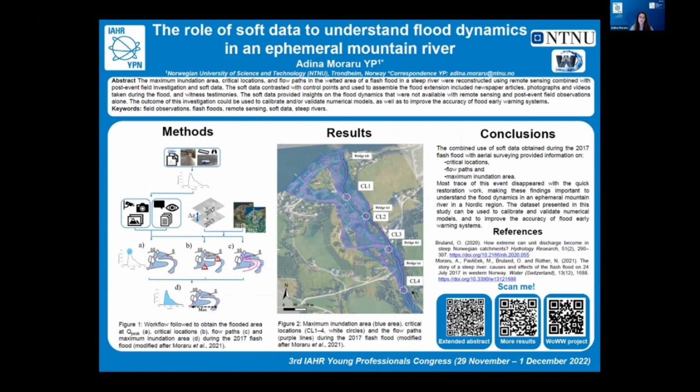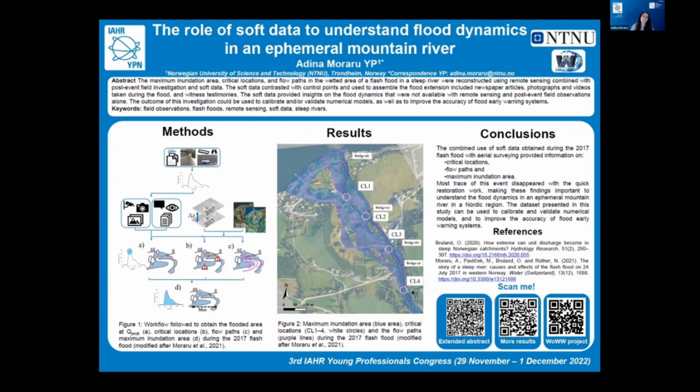The soft data combined with the differences of the elevation models and the orthophotographs before and after the flood helped identify the critical locations, see subfigure 1B, and the preferential flow paths, see subfigure 1C. The maximum wetted and dry areas throughout the whole flood event supported all the aforementioned data, as shown in subfigure 1D.